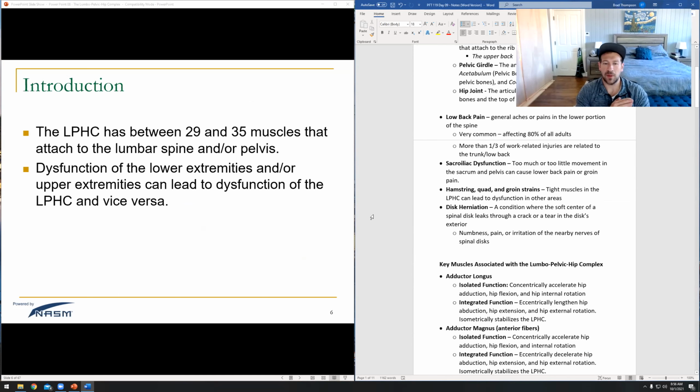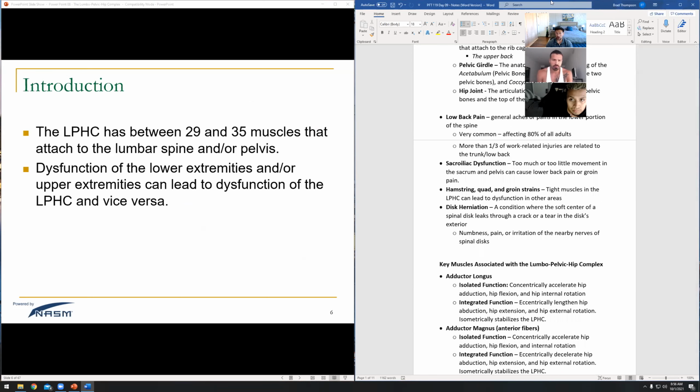The lumbo-pelvic-hip complex has between 29 and 35 muscles that are attached to it. We're going to be a little bit more simplified than that in the way that we break it down. Again, this is one of those things where it's like, how many muscles are in the body? And it's like, nobody can agree.